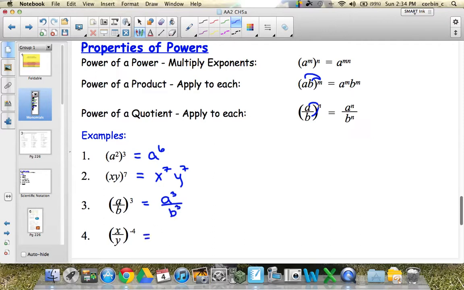And the final example, you're going to take x over y to the negative 4th. So you're going to take x to the negative 4th, and you're going to take y to the negative 4th. But that's not simplified, because both of those have a negative exponent. So this is going to move to the bottom and become x to the 4th. And my negative exponent on y is going to move it to the top, and it's going to become positive. So to completely simplify this problem, it's going to be y to the 4th over x to the 4th.